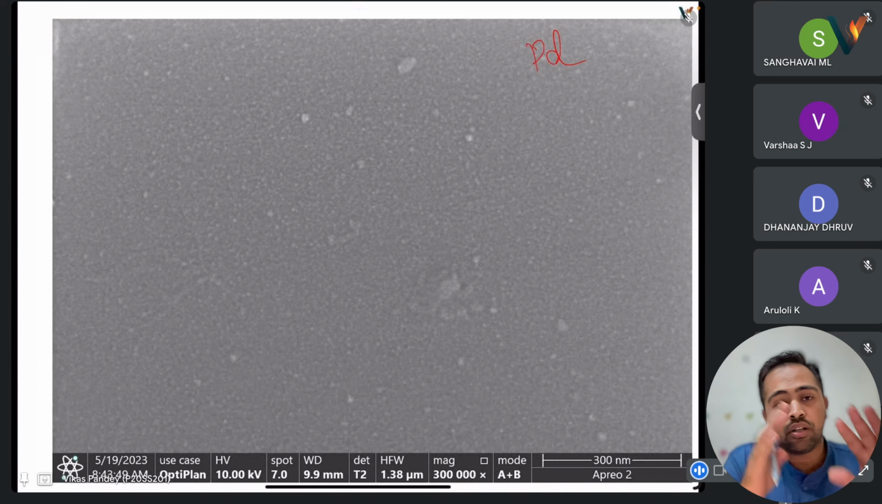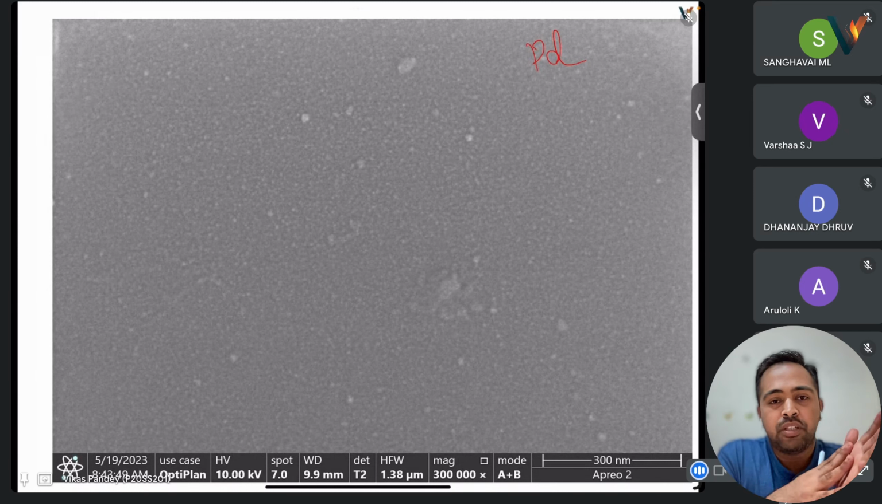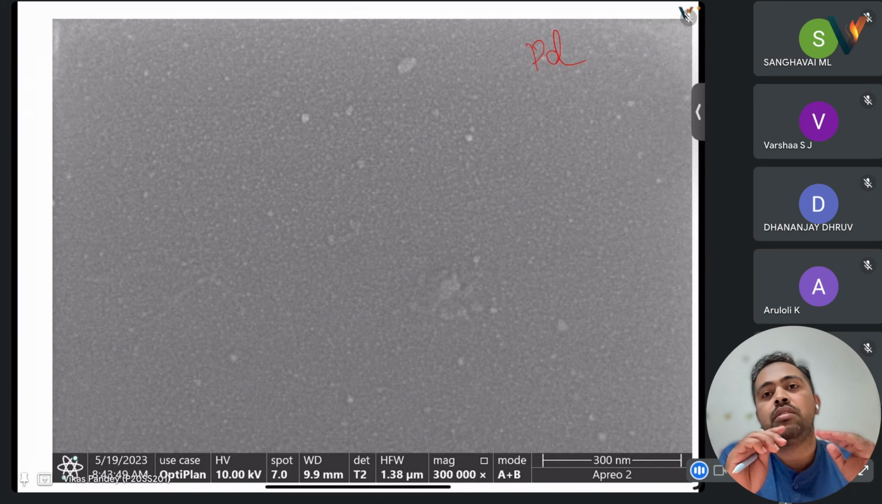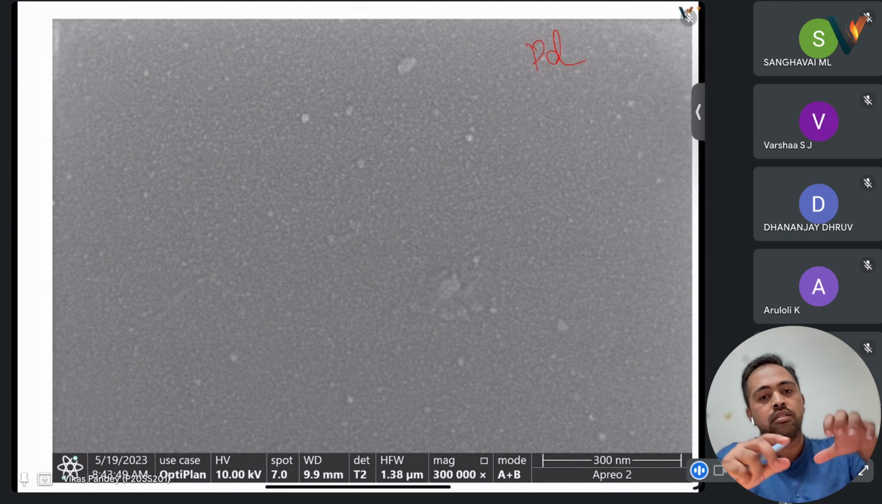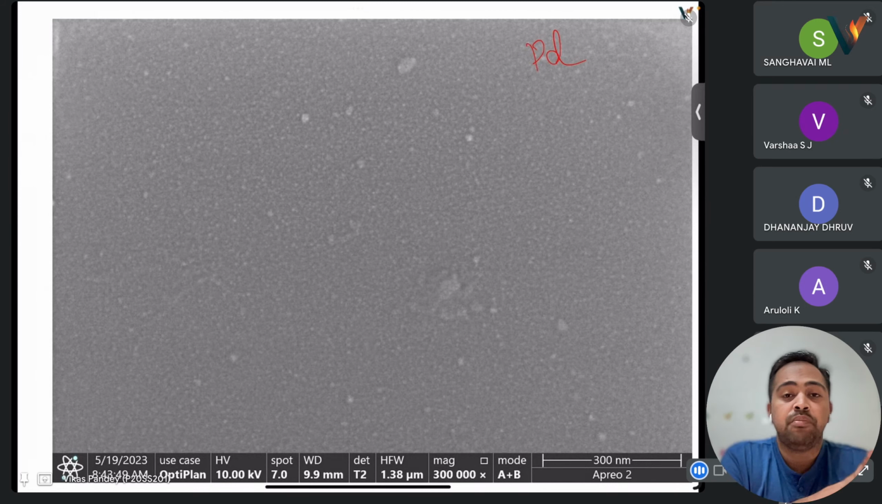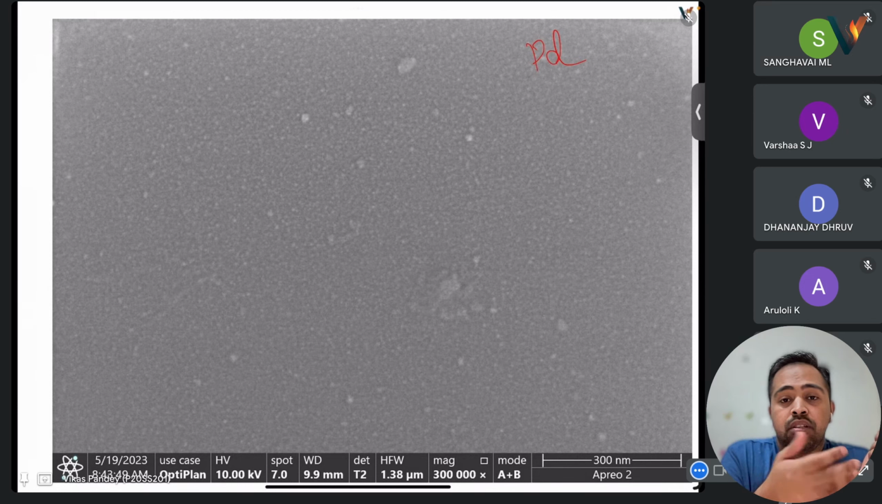The thickness is in nanometers, less than 100 nanometers. So it is very thin, you can say just 4 or 5 atomic layers have been sputtered, and this is much more uniform compared to thermal evaporation or e-beam evaporation. That is why sputtering is used.